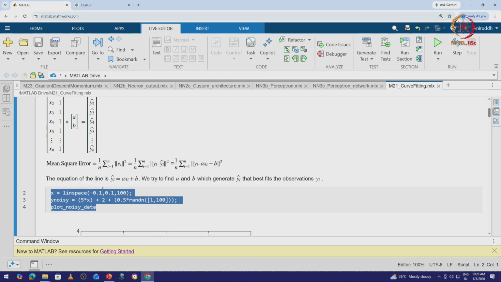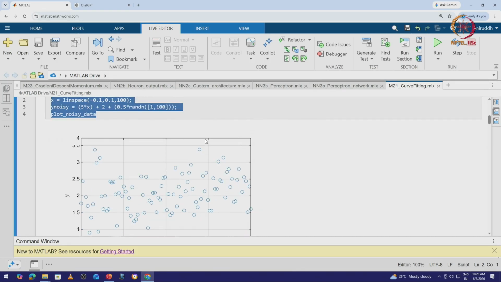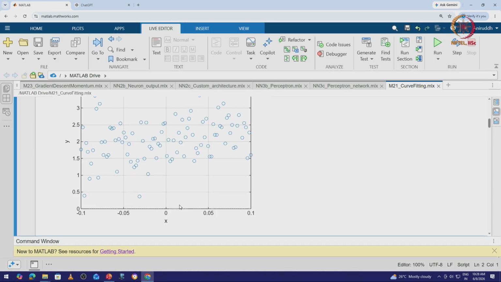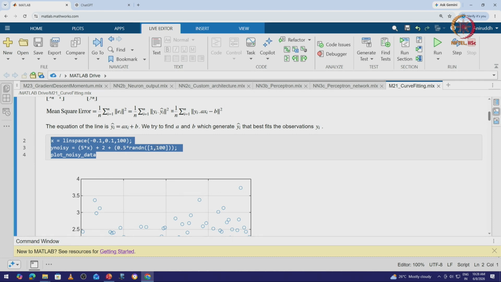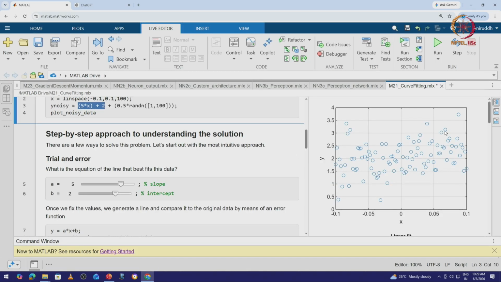In this command, x is equal to linspace from minus 0.1 to 0.1 with 100 points, essentially this is trying to generate about 100 time steps from minus 0.1 to 0.1. Once we do that, we generate y noisy, which is given as 5x plus 2 plus 0.5 times randn of 1 to 100. The last part is trying to generate certain noise and then add it to this particular line. So we get a plot on the right side.